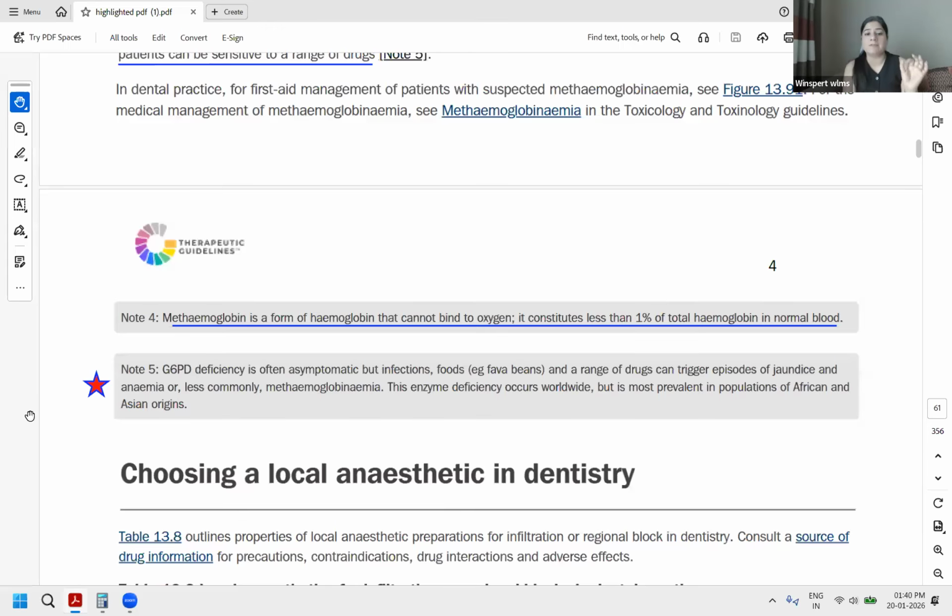G6PD deficiency usually remains hidden in certain people. It can become symptomatic or present itself through certain infections, certain foods, or certain drugs, which can trigger episodes of jaundice or anemia, and that's how they get diagnosed with G6PD deficiency. It is most prevalent in populations of Africa and Asia.